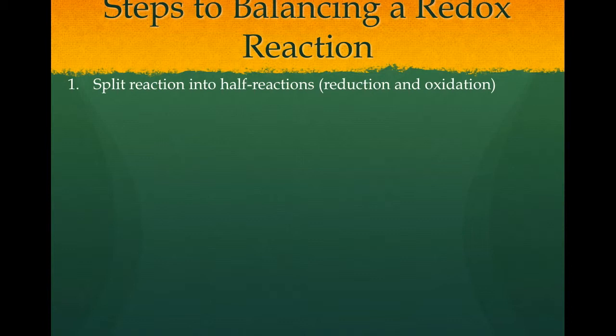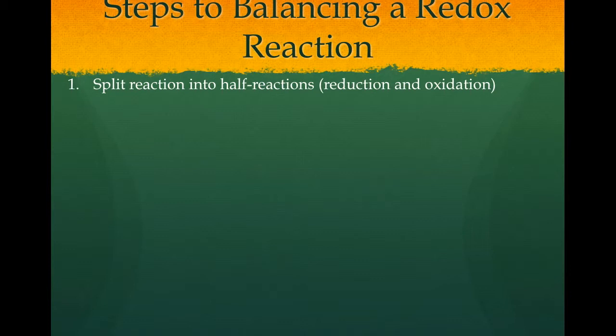The first thing you need to do is split the reaction into half reactions, and that would be a reduction and an oxidation. Just as a reminder, reduction means that you are gaining electrons, and oxidation means that you are losing electrons. If you remember what we talked about last time, we talked about the method of assigning oxidation states. So what we really do in our redox equation is we assign oxidation states to each of the elements, and by examining those oxidation states, we can see what was oxidized and what was reduced.